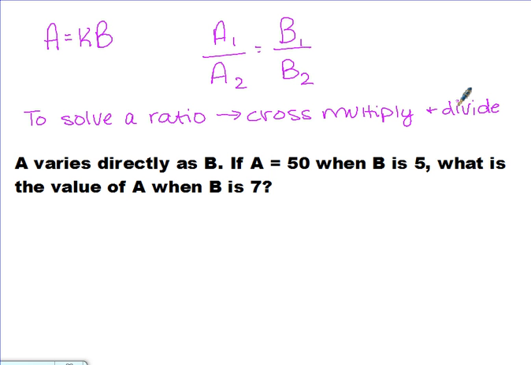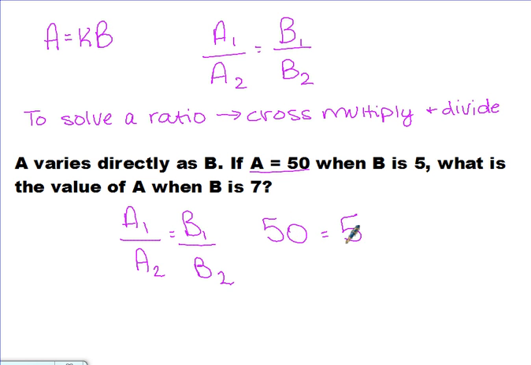Again, A varies directly as B. If A equals 50 when B is 5, what is the value of A when B is 7? We're going to use the formula A1 over A2 equals B1 over B2. So our first value for A is 50, and our first value for B is 5. We're solving for what A is when B is 7.